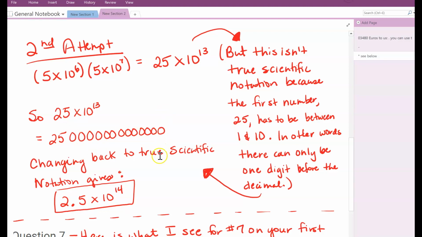Then to change it back to true scientific notation, the decimal would have to land between the 2 and the 5. And so to get from the end back between the 2 and the 5, that's going to take 14 moves. And so the exponent becomes 14 instead of 13. And it is a positive exponent because the number that we're expressing is a large number bigger than 1. So hopefully that helps with that one.